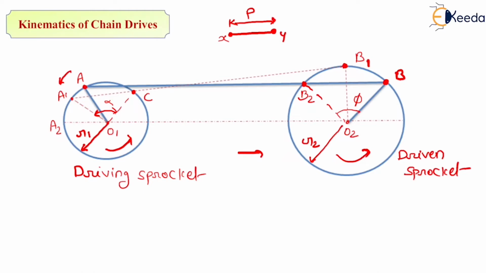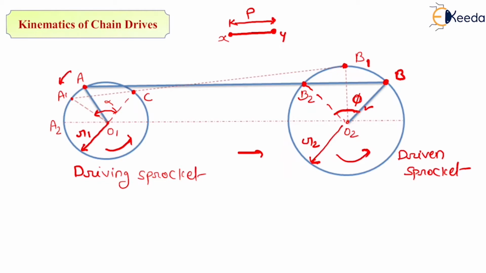Similarly, you can see the driving sprocket radius and driven sprocket radius are different. So the angle subtended by the pitch of the link in the driven sprocket is different from that in the driving sprocket. Here we consider angle phi in the driven sprocket. So for the driving sprocket we consider angle alpha, and for the driven sprocket we consider angle phi.